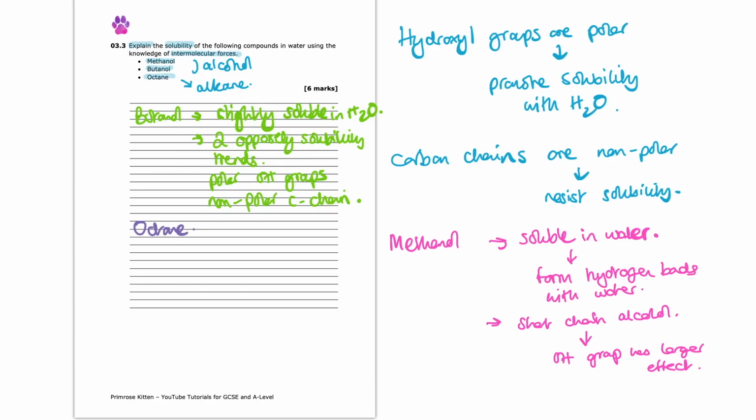So octane doesn't have any hydroxyl groups at all. It is just an alkane, and therefore, as a result of that, we can say that it is insoluble in water. That's because it is just a long chain alkane. And of course, back to what we said earlier, when we have those long chain alkanes, they're non-polar, which means that we're not going to get any particular interactions with the water there. There's going to be no hydrogen bonds forming.